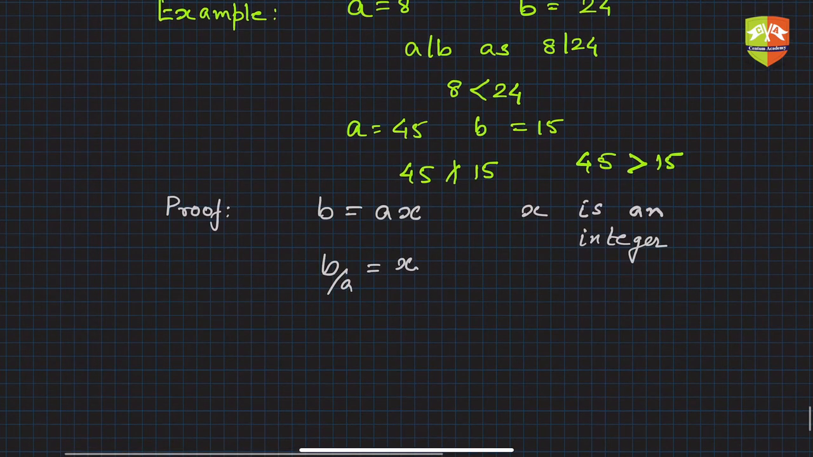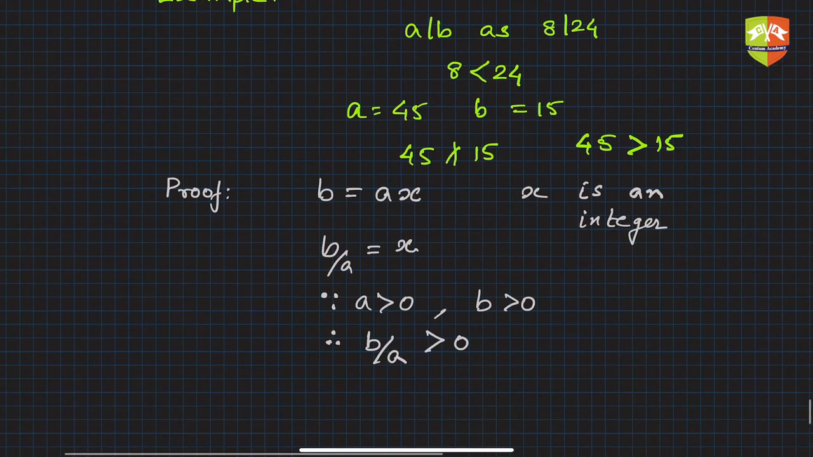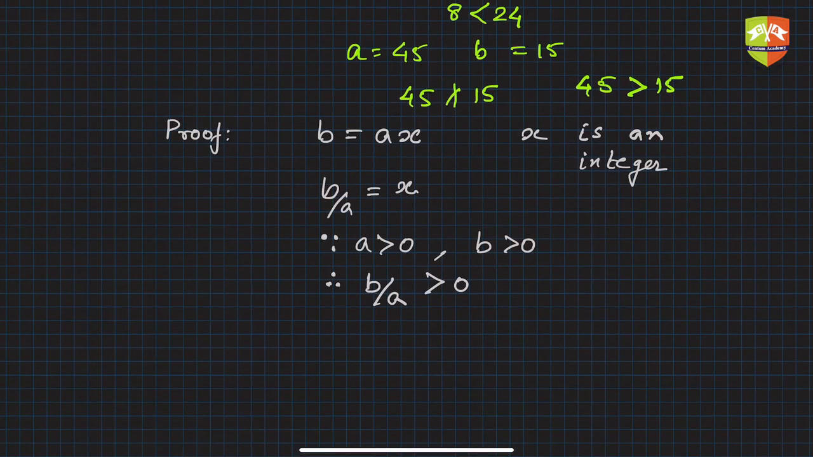Now B by A is an integer, and since A is greater than 0, B is greater than 0, therefore the quotient B by A has to be greater than 0, and B by A is an integer, isn't it? Because B by A is X. It is an integer which is greater than 0, guys. Because B and A both were positive.